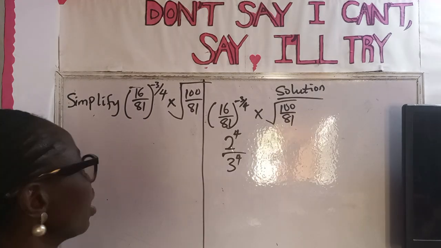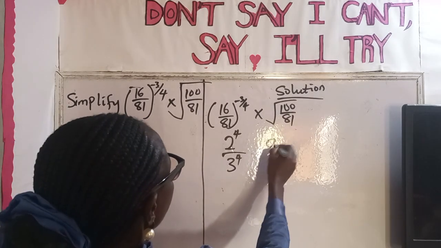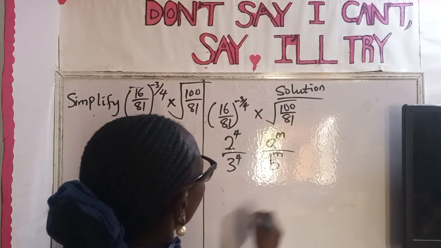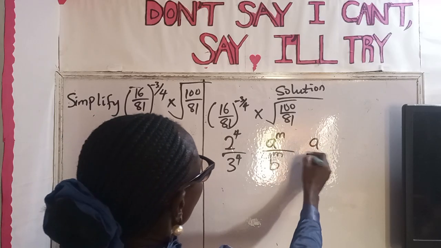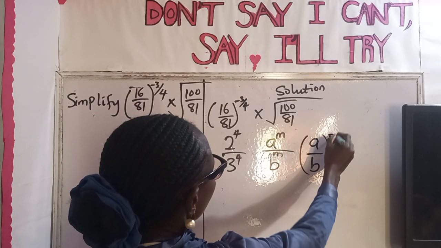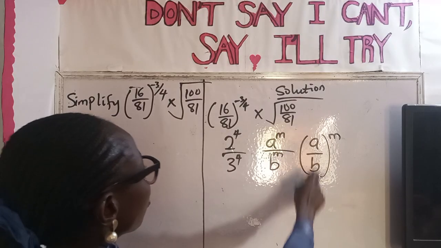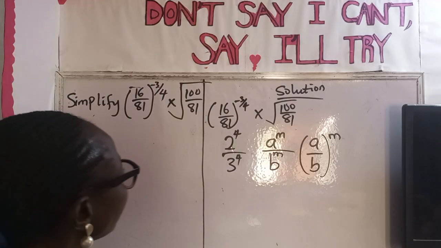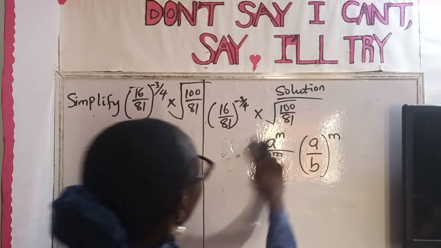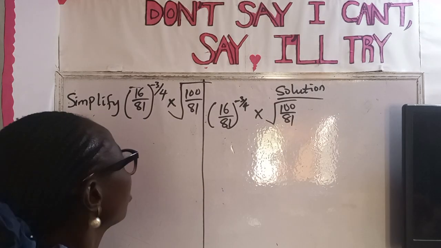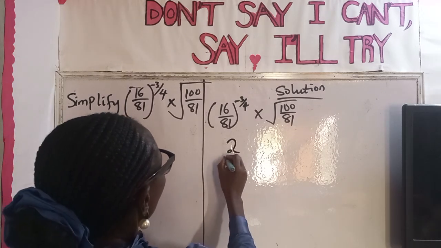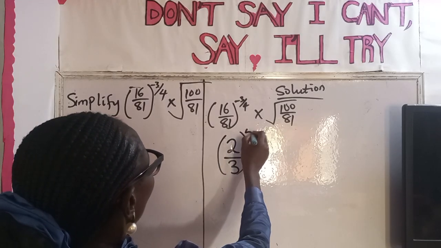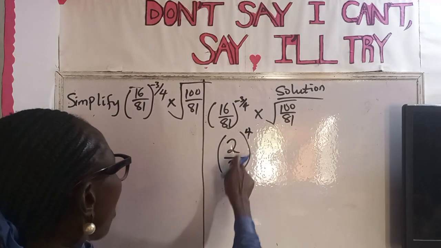Now, we know the law of indices that says (a/b) raised to the power of m is the same thing as (a over b) in brackets raised to the power of m. This m is the power for this a over b. Following this rule, it will be (2/3) raised to the power of 4. This 4 is the power of these 2 and 3.